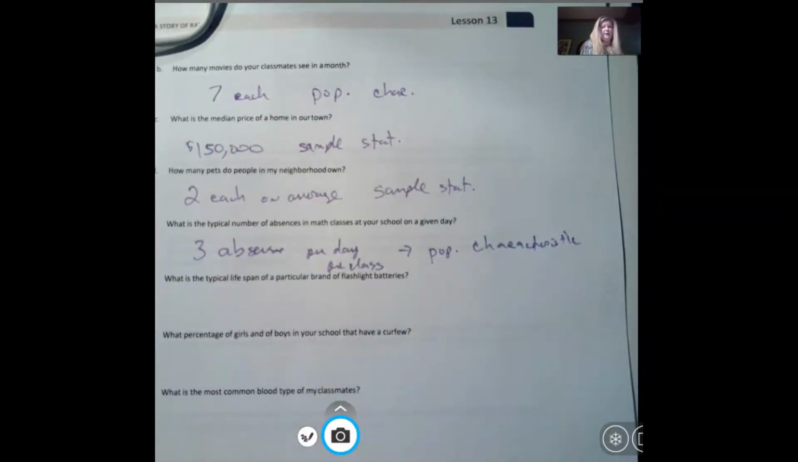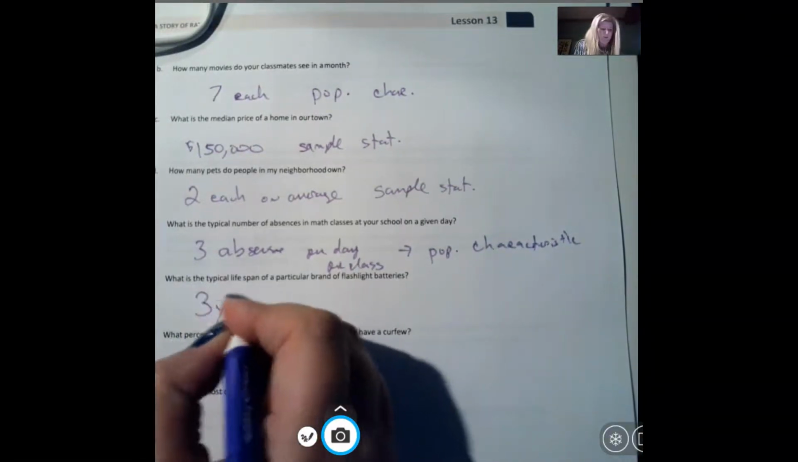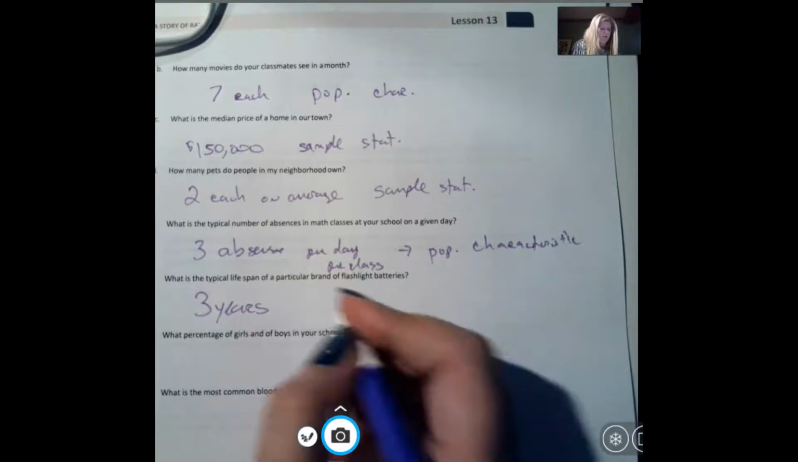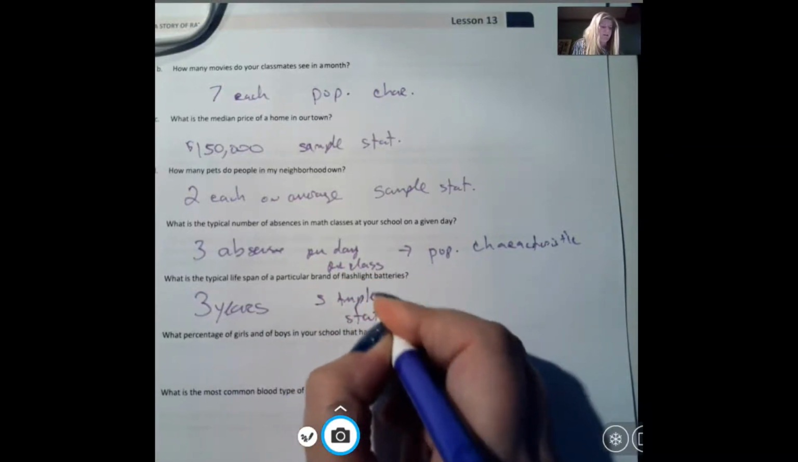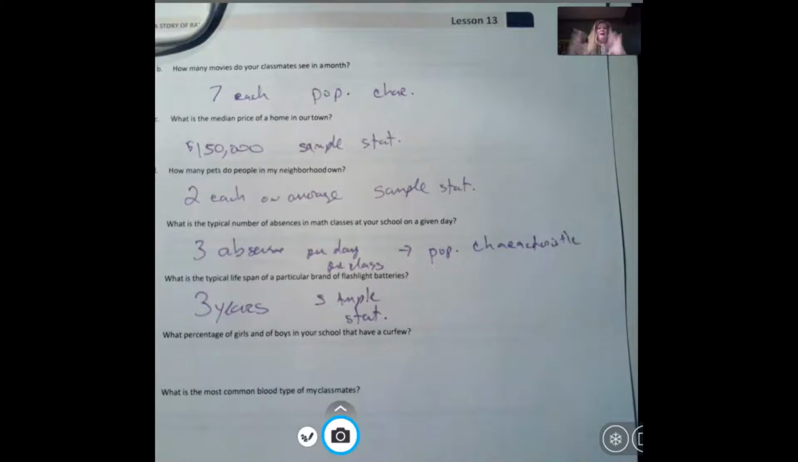Typical lifespan of flashlight batteries, I'm going to say 3 years for these Duracell, and that's based on a sample statistic, because I did not test the entire population of every Duracell battery that's ever been made.